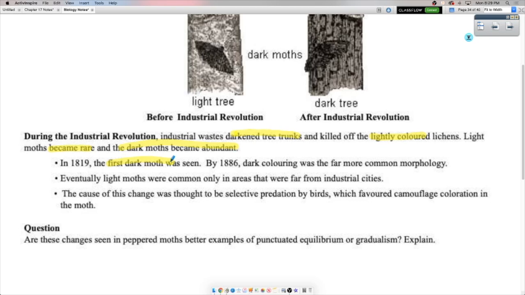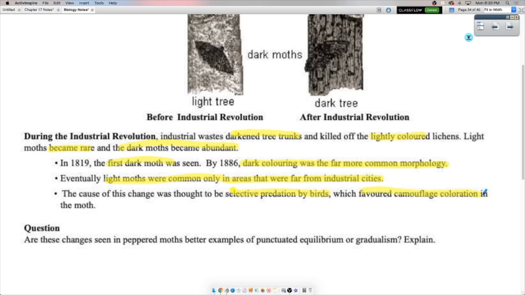But by 1886, dark coloring was the far more common morphology. There were way more dark moths. Eventually, light moths were common only in areas that were far from industrial cities. So essentially, you didn't see dark moths near these industrial cities. The cause of this change was thought to be selective predation by birds, which favored camouflage coloration in the moth.